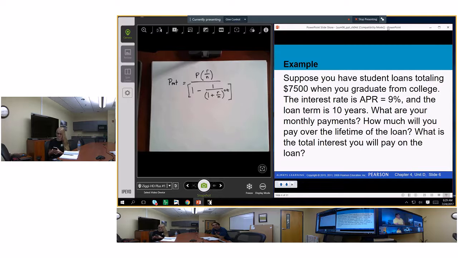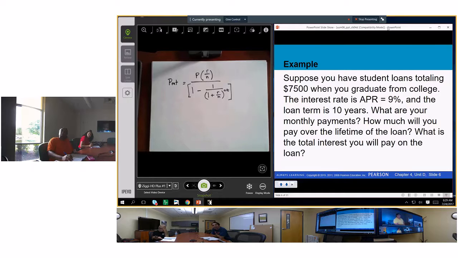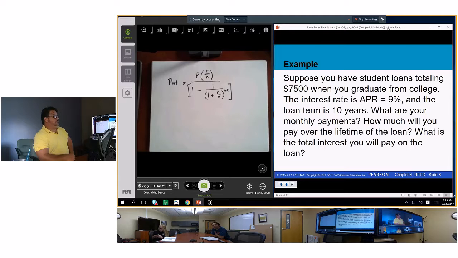Okay, good job. You could put, suppose you have a student loan that totals $7,500 when you graduate from college. The interest is 9%. And the loan term is 10 years. What are your monthly payments?